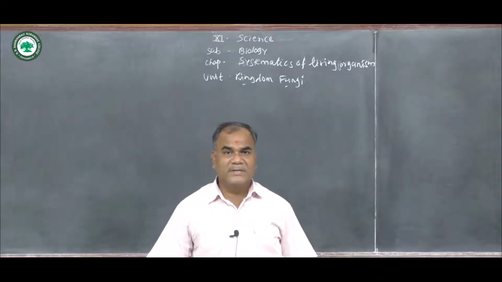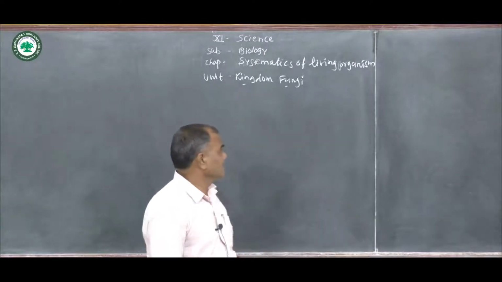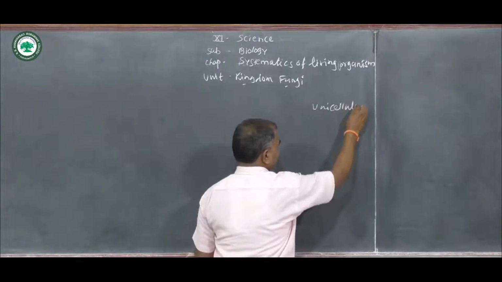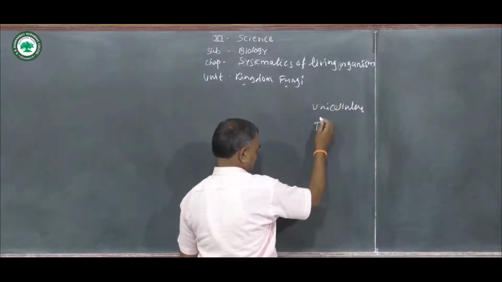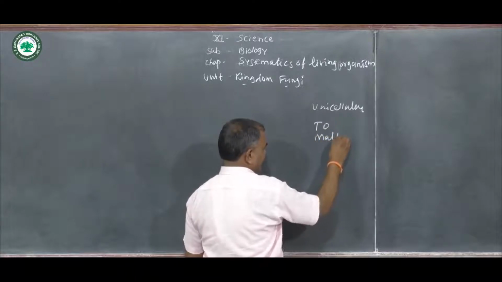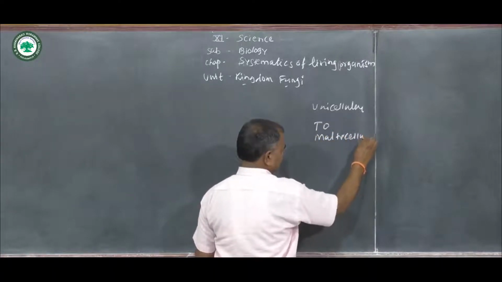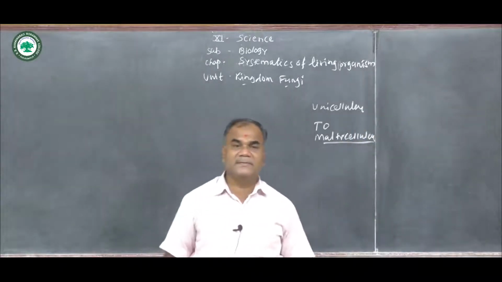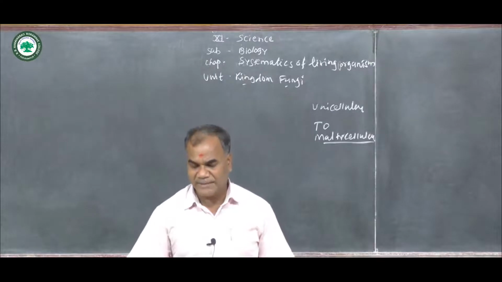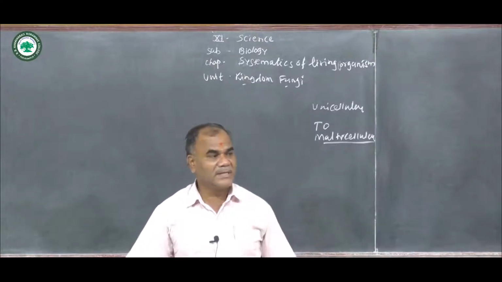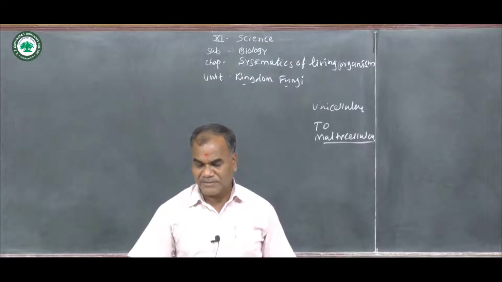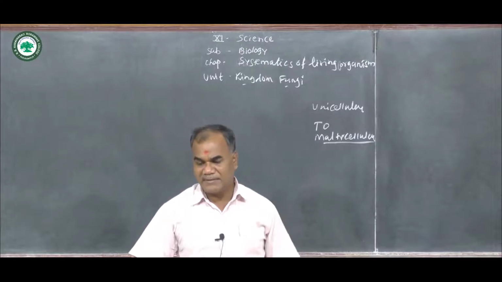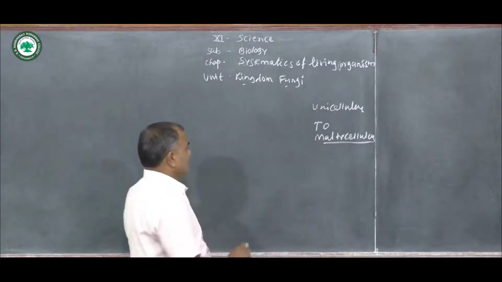So if we see the body of fungi, it is unicellular to multicellular. What is meant by unicellular? Some fungi are unicellular, but some multicellular fungi are found surrounding us. These fungi have a hair-like plant body, known as the hyphae.